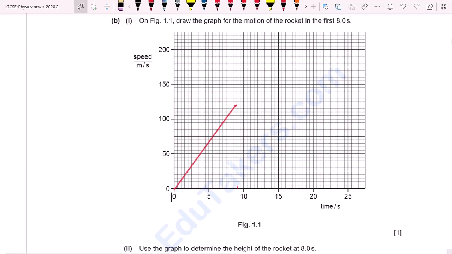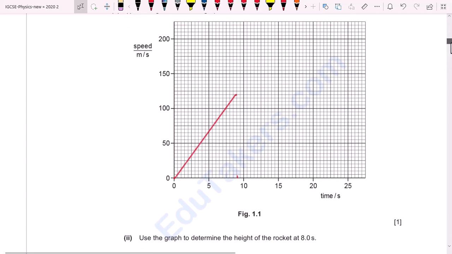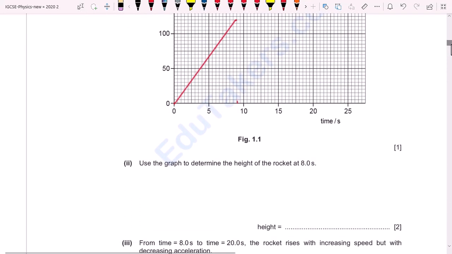Next part. Use the graph to determine the height of the rocket at 8 seconds. So, now we have to find out the height of the rocket. For this, we know that in the graph, if I join this 120 meters per second point with 8 seconds, then it becomes a triangle, and the area of a speed-time graph gives us the distance covered by the body. In this case, the distance is equal to height.